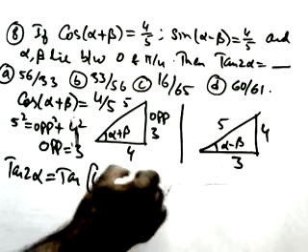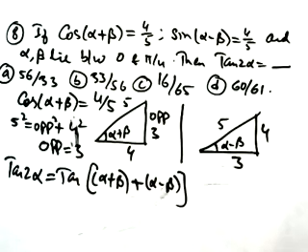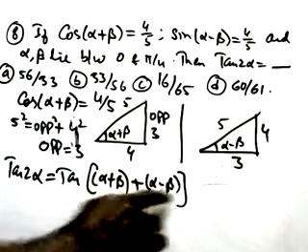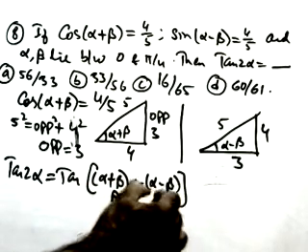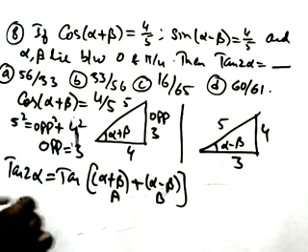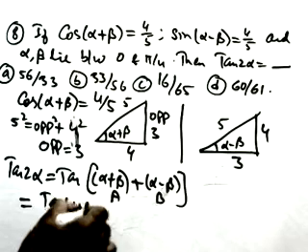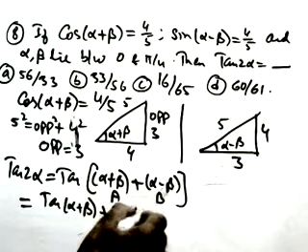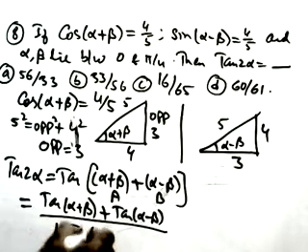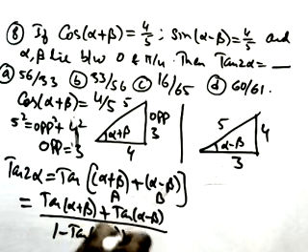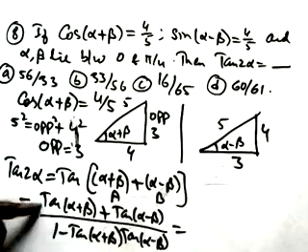We can write it like this. Watch carefully. Tan of alpha minus beta plus alpha plus beta plus alpha minus beta. If you add, minus beta plus beta cancel, alpha plus alpha is 2 alpha. So suppose this as A, this as B. So we'll get the formula of tan A plus B. So tan A plus B is tan A plus tan B divided by 1 minus tan A into tan B.